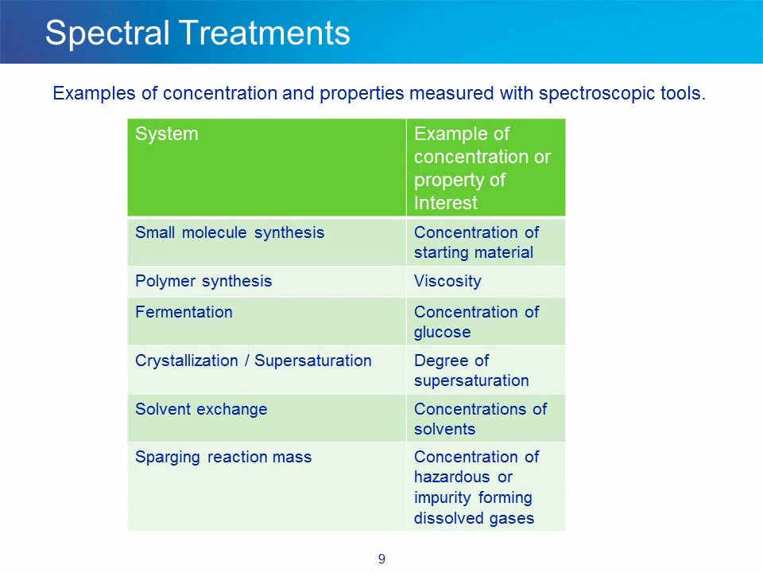What are some of the concentrations or properties of interest that one might trend using a spectroscopic tool? In small molecule synthesis, we might look at the concentration of the starting material. Polymer synthesis, viscosity. Fermentation, concentration of glucose. Crystallization, supersaturation, degree of supersaturation. Solvent exchange, concentration of solvents. Sparging reaction mass, concentration of hazardous or impurity forming dissolved gases.